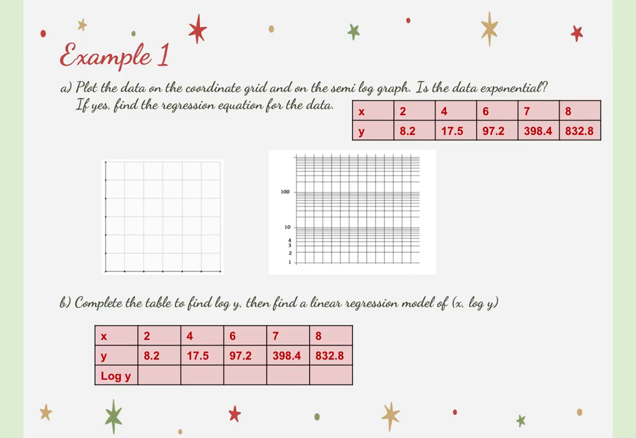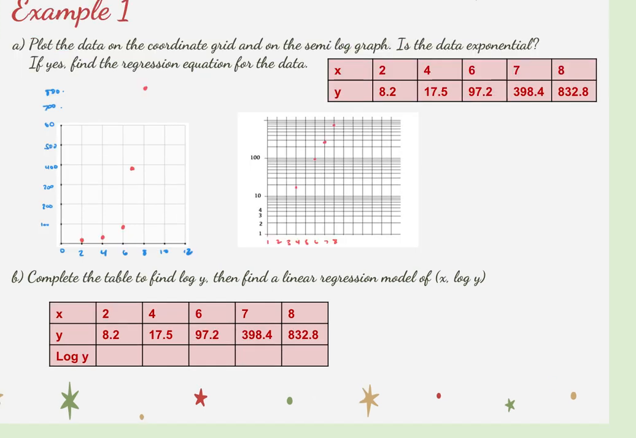All right, so example 1 says, plot the data on the coordinate grid and on the semi-log plot. Is the data exponential? And if it is, find a regression equation for the data. So start by plotting your points, both exponential and then semi-log. Okay, so once you plot your points, you should get something similar to this. Again, it depends on how you do your spacing on the initial one, but it should look something like this. So is this exponential? Yes, if it asks you to describe why, you could either say on the given graph that points increase in an exponential pattern, but really the justification is that on the semi-log plot, it creates a linear pattern.